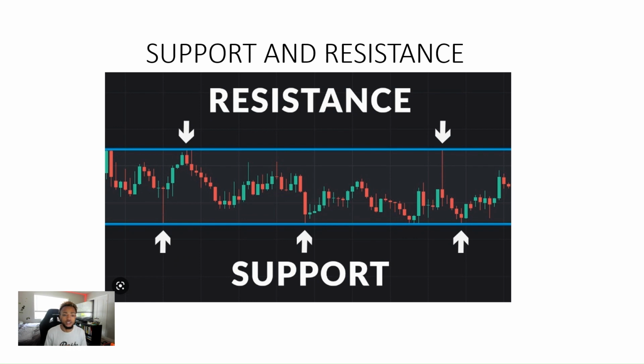Alrighty, as you can see here, we have support and resistance. I like to think of resistance as the ceiling and support as the floor. That keeps it pretty simple to me. I know I used to get confused between the two, but thinking of resistance as the ceiling and support as the floor really helped me out a lot.